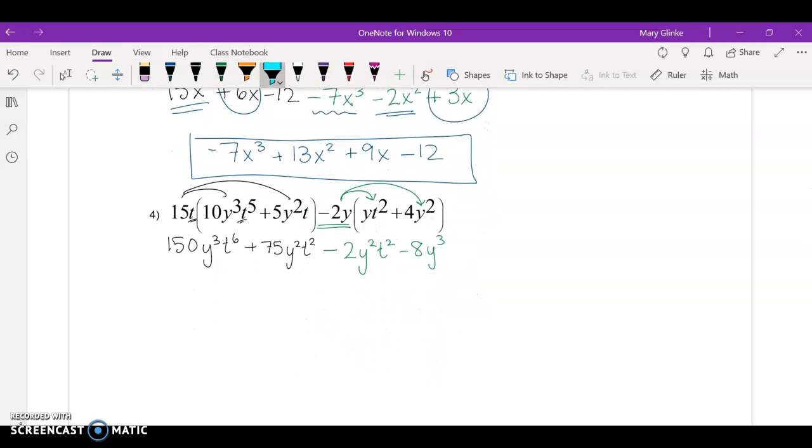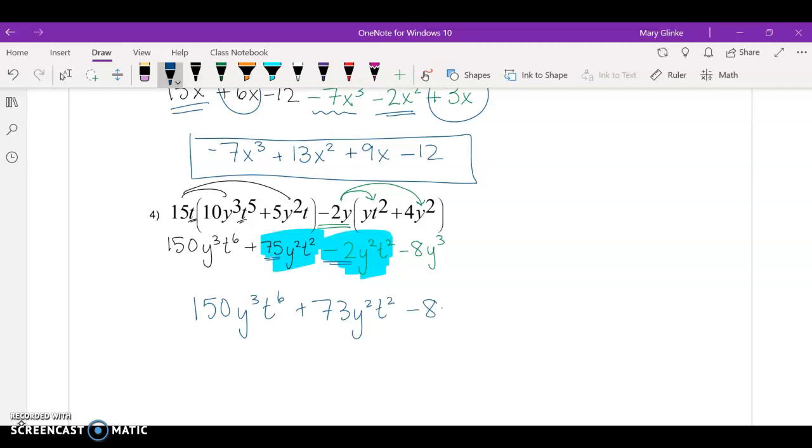So now it's an issue of combining like terms. I see I have y squared and t squared twice in this problem. So this first term of 150 y to the third t to the sixth goes first because it has a degree of 9. The next term would be these two combined together. I'm going to do the 75 minus 2 to get 73 y squared t squared minus 8y to the third at the end.